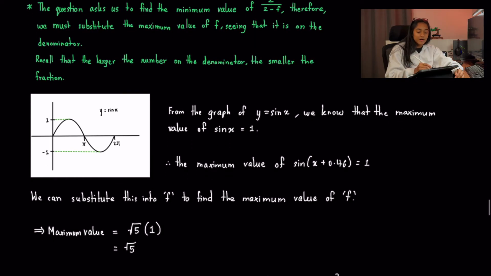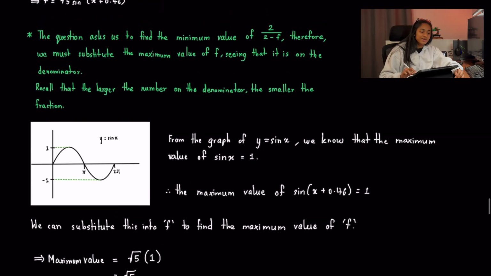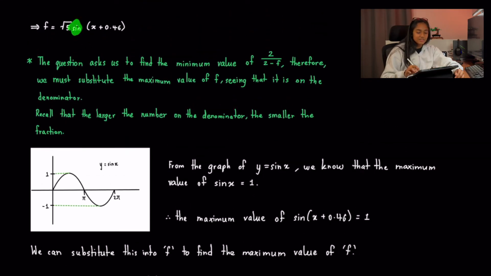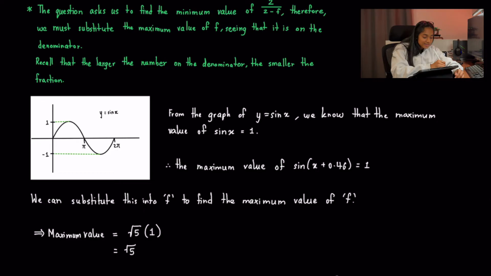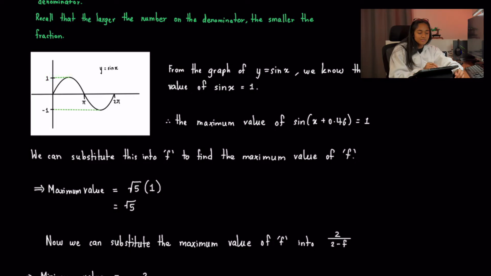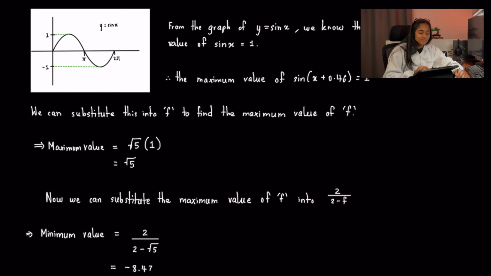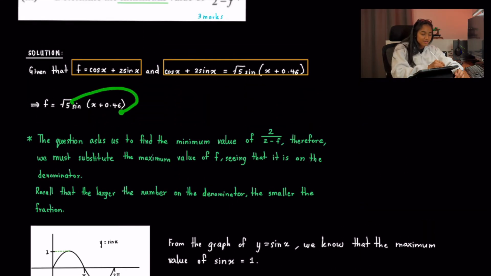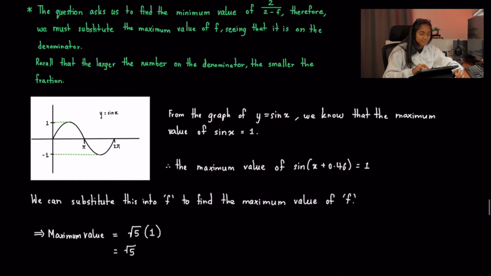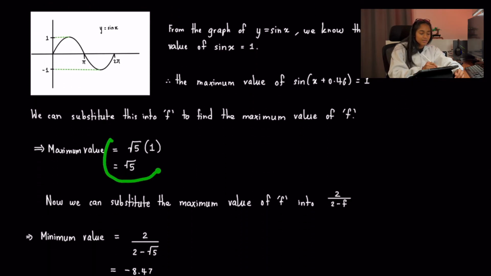So from the graph of y equals sine x, because we have sine x in the equation, we know that the max value of sine x here is 1. So we're going to substitute to find the maximum value of f. We can say that sine x plus 0.46 is equal to 1, and the max value, looking at this here, we just substitute in 1. So I hope you all know that the square root of 5 multiplied by 1 is equal to root 5.